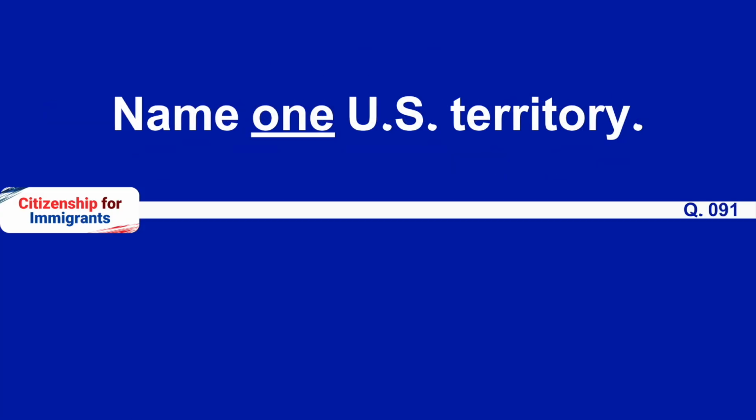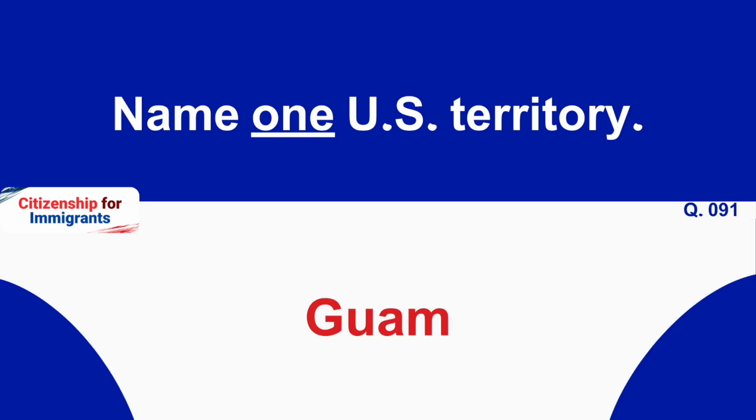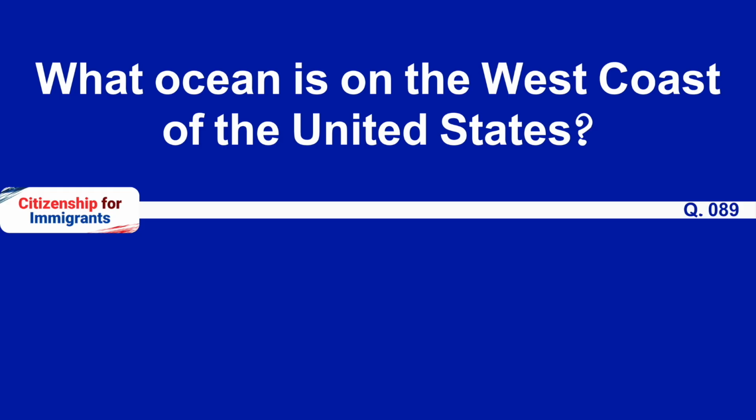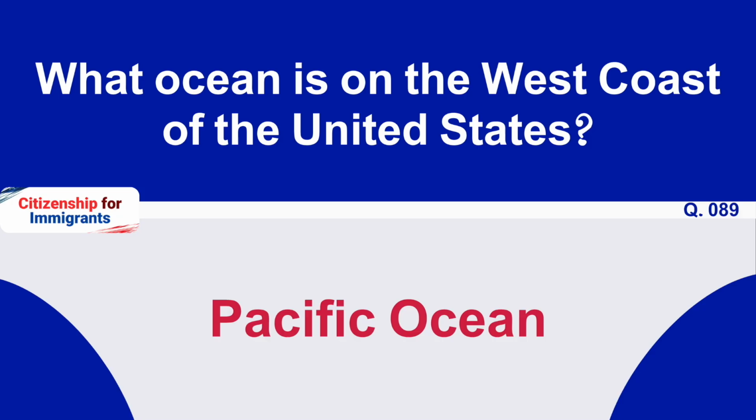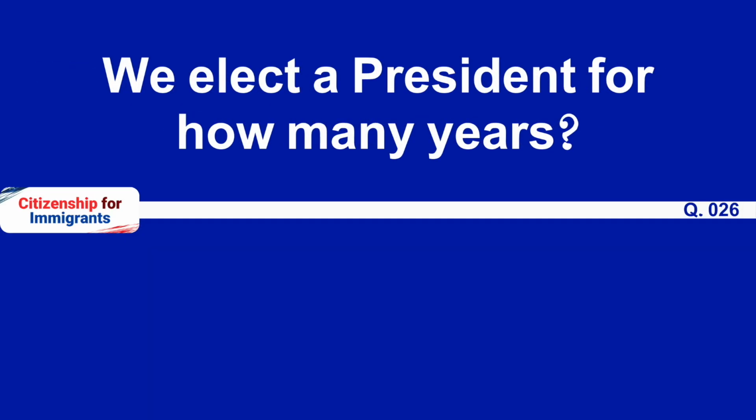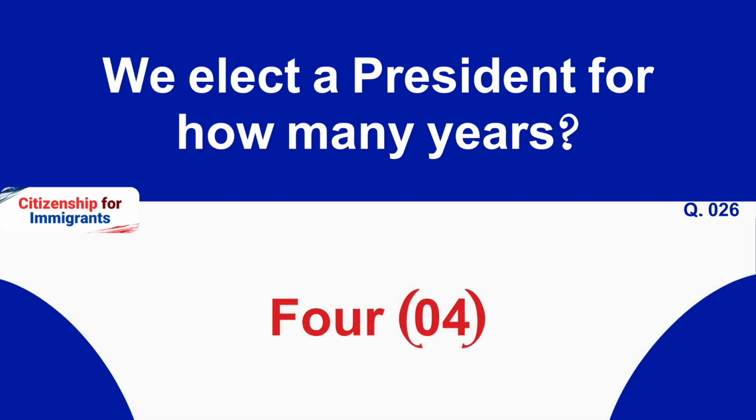Name one U.S. territory. Guam. What ocean is on the west coast of the United States? Pacific Ocean. We elect a president for how many years? 4.